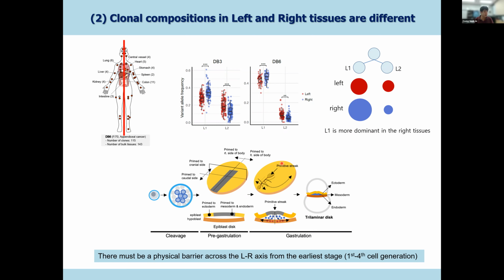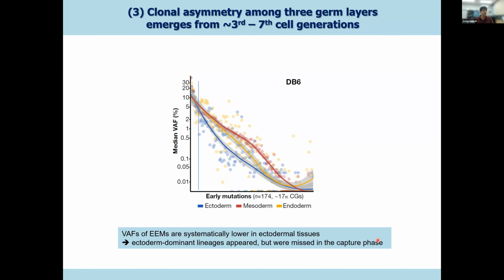So it means that there must be a physical barrier across the left and right axis from the early stage of the embryo. That should be between the first and fourth cell division. The second asymmetry is the asymmetry between the three germ layers. For example, the blue lines are the variant fraction in ectodermal tissues, red lines are variant fractions of mesodermal, and endodermal is the yellow one.